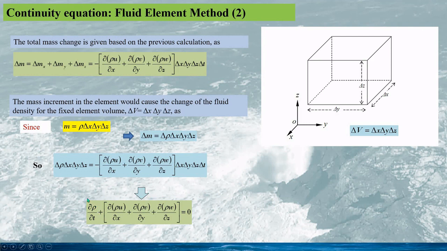Here, we must note the density differentiation with regard to time is given by a partial differentiation. It is because the density change here is due to the mass increment within the time interval delta t only. So we can write this equation in a vector form as this. This is the continuity equation.